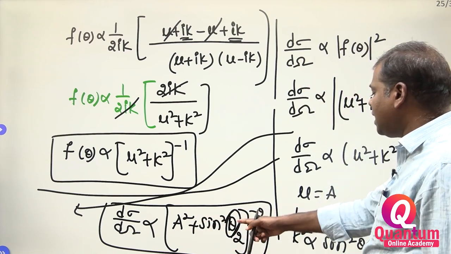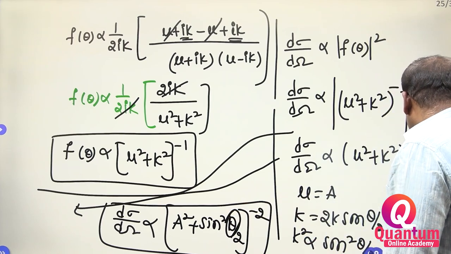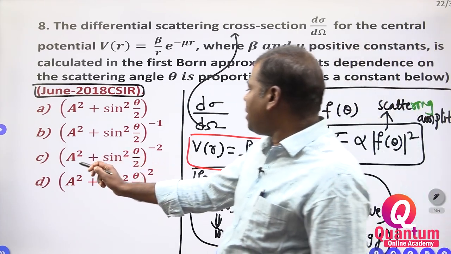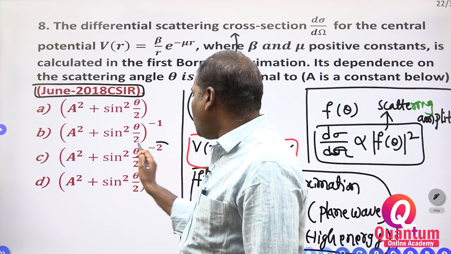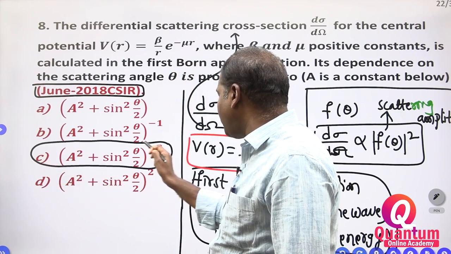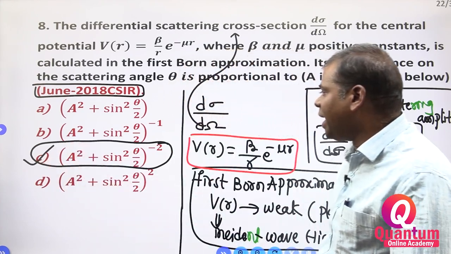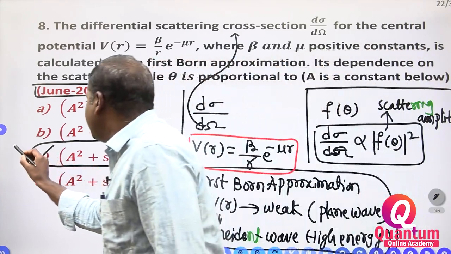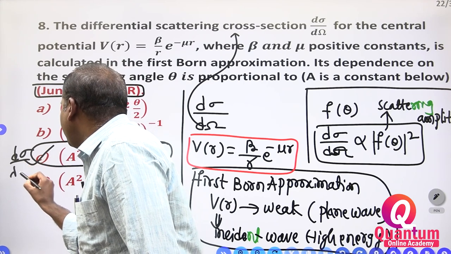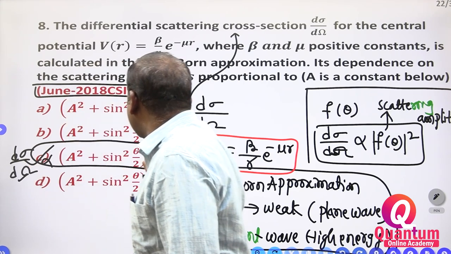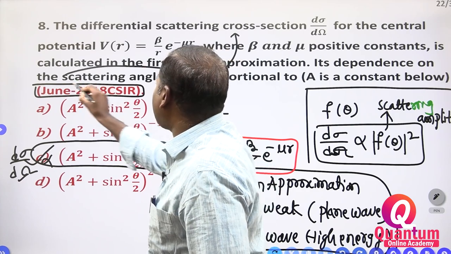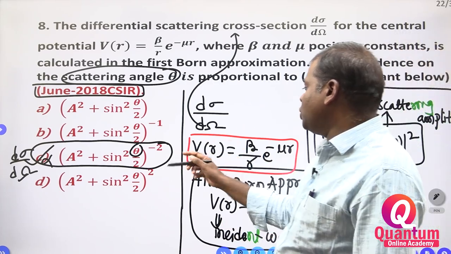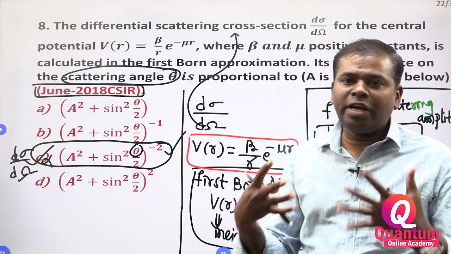in terms of scattering angle. Once you have to check your options. (a² + sin²(θ/2)) all to the power of minus 2. This is your correct option. This is dσ/dΩ directly proportional to, in terms of which angle? Scattering angle. It's proportional to the power of minus 2. This one is correct. Like this we have to solve.